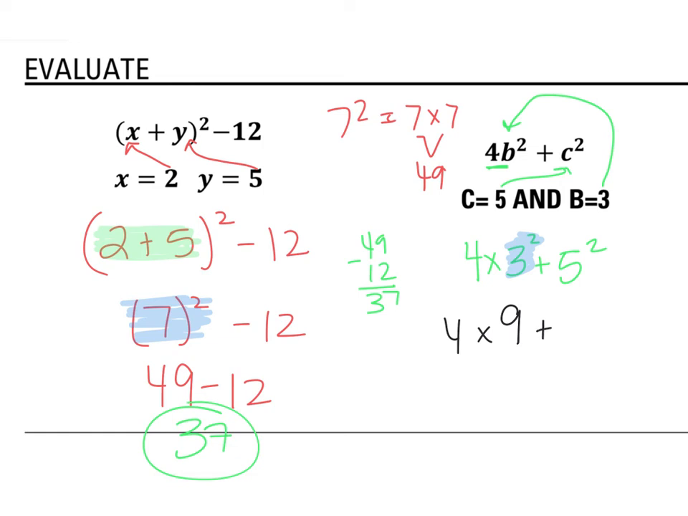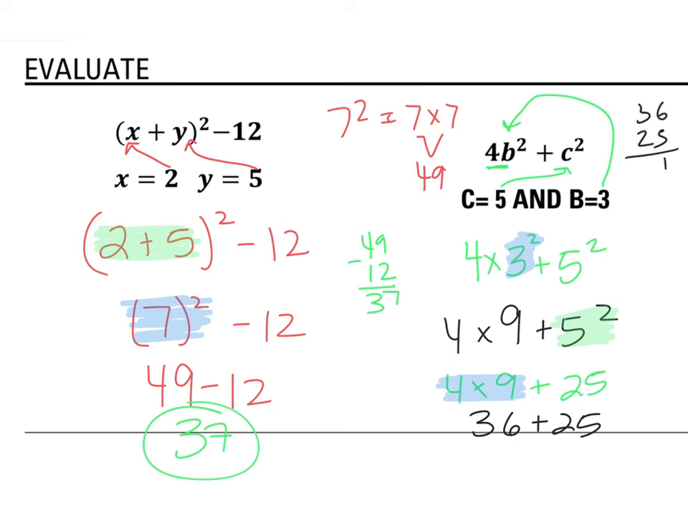I'm going to bring down everything else. I still have another exponent here, which is my 5 squared, so I'm going to do that next, which is 5 times 5, which is 25. So 25 plus 9, and bring down everything else. Order of operations tells us we are going to next do our multiplication. So we're going to do 9 times 4, which does give us 36. And then we're going to do 36 plus 25 to get our final answer. So 36 plus 25, we get 61 is our answer here.